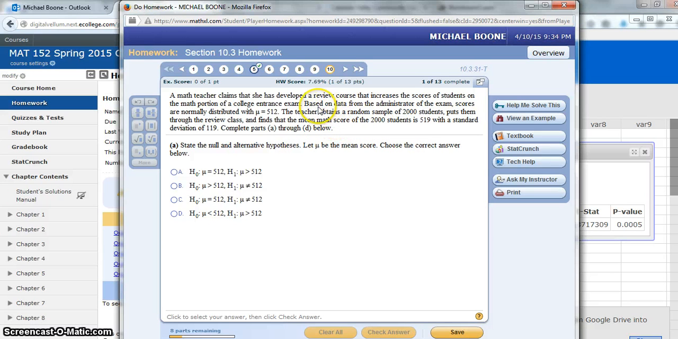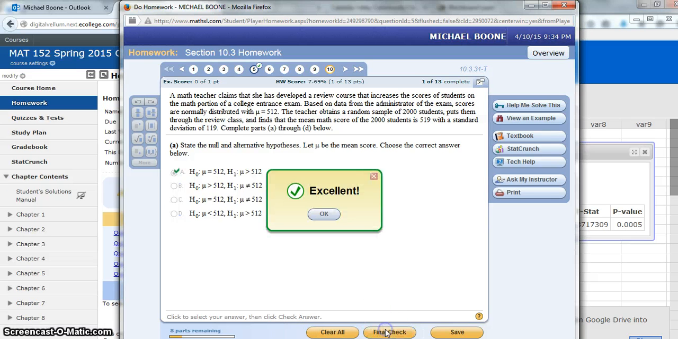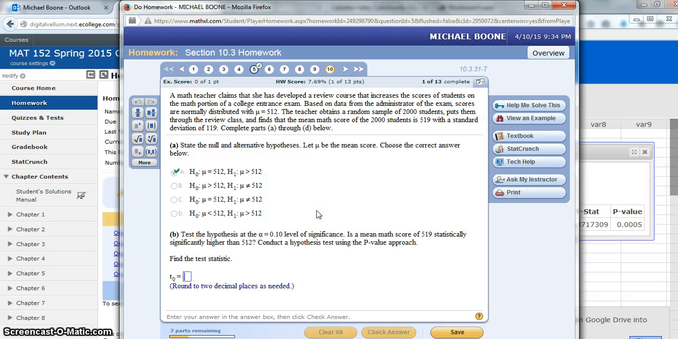Let's see if there's anything that says that we think it should be greater than or not equal to. That increases the scores, right? So that's what's telling me that our alternative is going to be greater than 512. And then it's going to ask for the test statistic, and then also it's going to ask for the p-value.